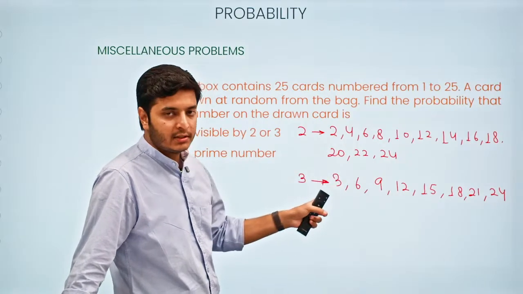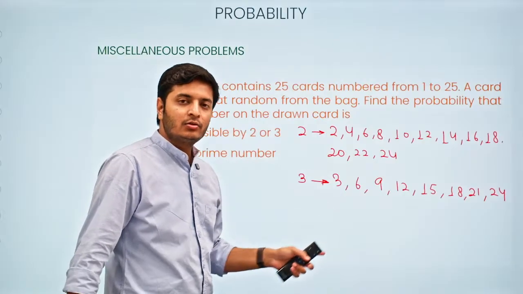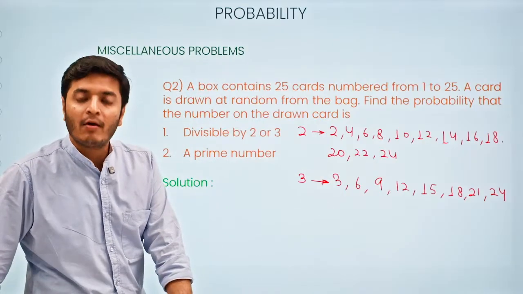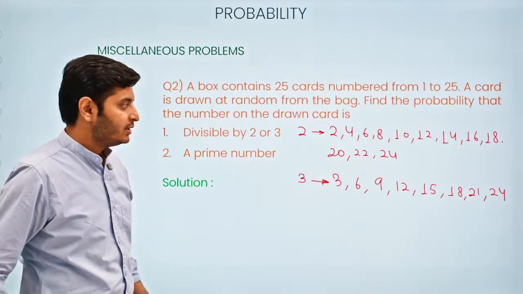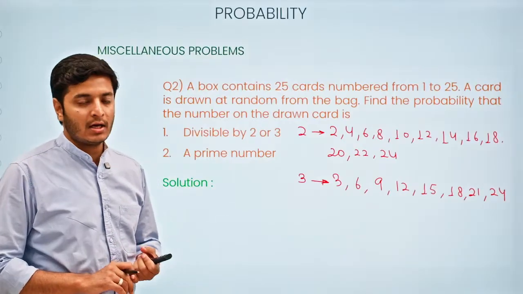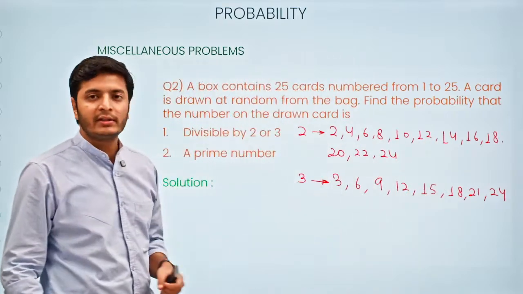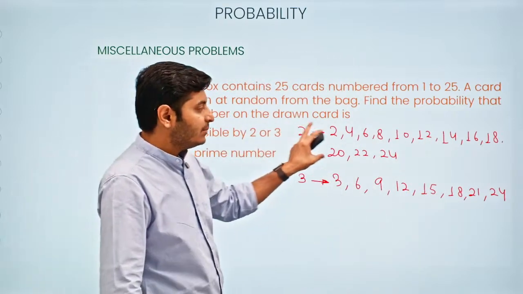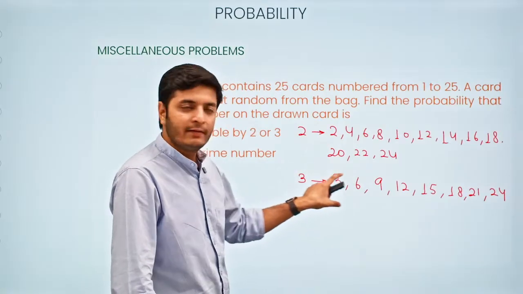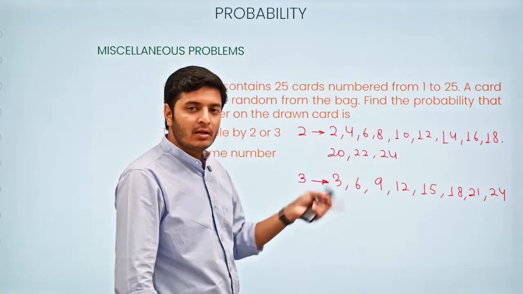In 2 also, in 3 also, correct? So we can only include them once, not twice. Otherwise, we are going to end up with the wrong answer. So if we are including all the values that are divisible by both 2 and 3, we can keep them here and remove them here. So I'm going to round them.